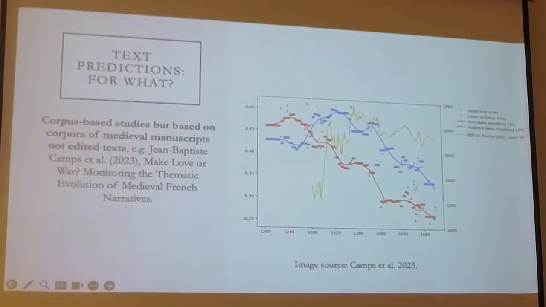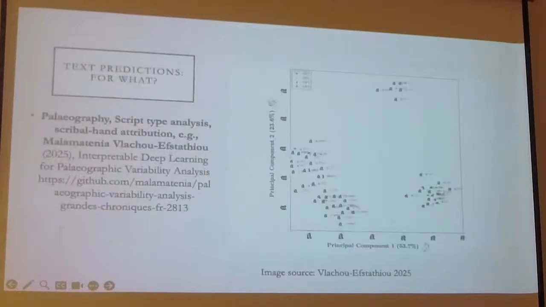And if you're interested in the results of this paper, I encourage you to check out the paper, which is in CHR Proceedings of 2023. But let me move to the second example, which is quite different. It draws on the work from another group of colleagues, also in Paris, who use text predictions to train deep learning models that allow for scribal hand identification.